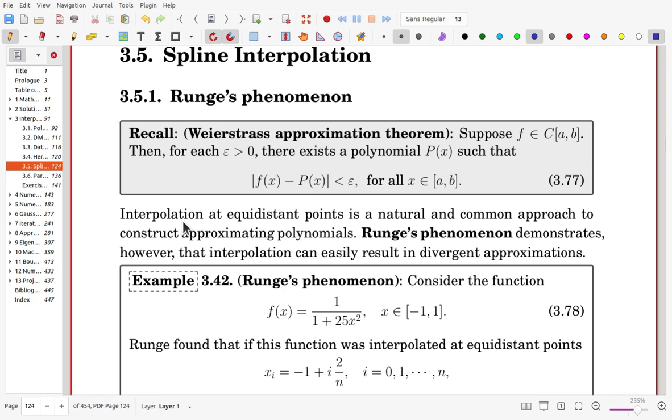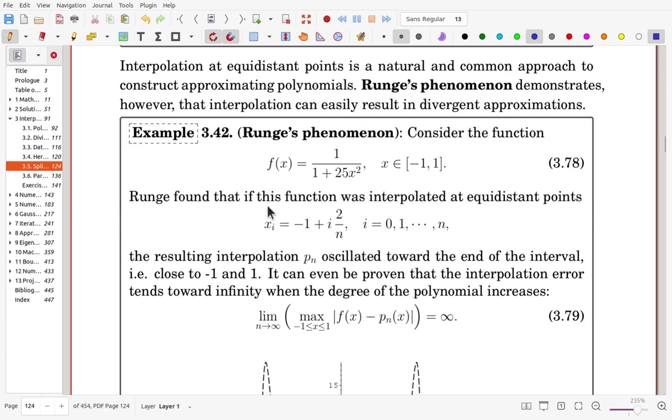Interpolation at equidistant points is a natural and quite common approach to construct approximating polynomials. Here, the Runge phenomenon will show that interpolation can easily result in divergent approximations. Here we have the Runge phenomenon.